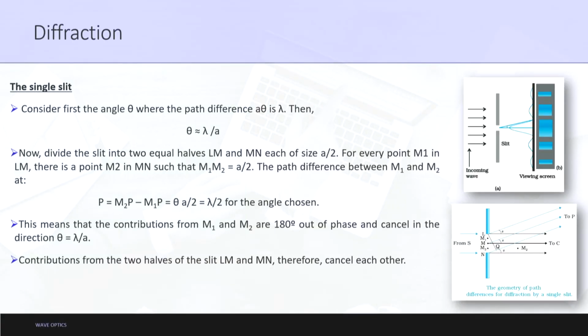So the last concluding point of this concept was that the contributions from the two halves of the slit, that is Lm and Mn, cancel out each other. Why do they cancel out each other?